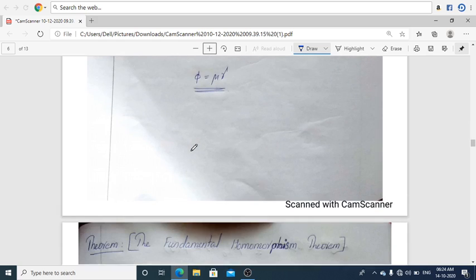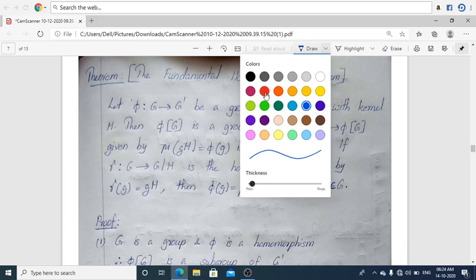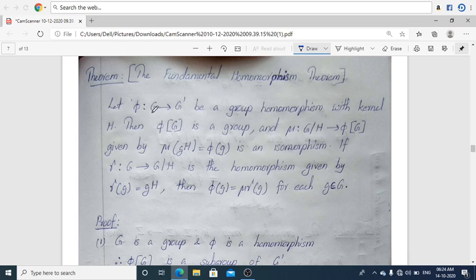The fundamental homomorphism theorem. Let phi from G to G dash be a group homomorphism with the kernel H. Then phi of G is a group, and mu from G over H to phi of G given by mu of GH is equal to phi of G is an isomorphism. If gamma from G to G over H is the homomorphism given by gamma of G equal to GH, then phi of G is equal to mu gamma of G for each G element of G.